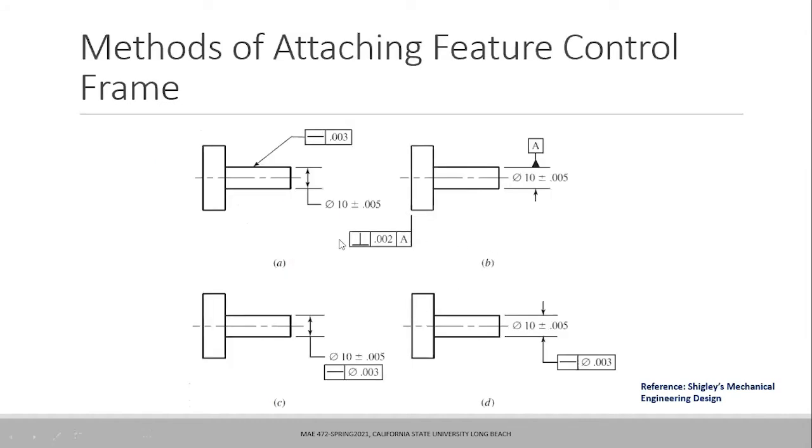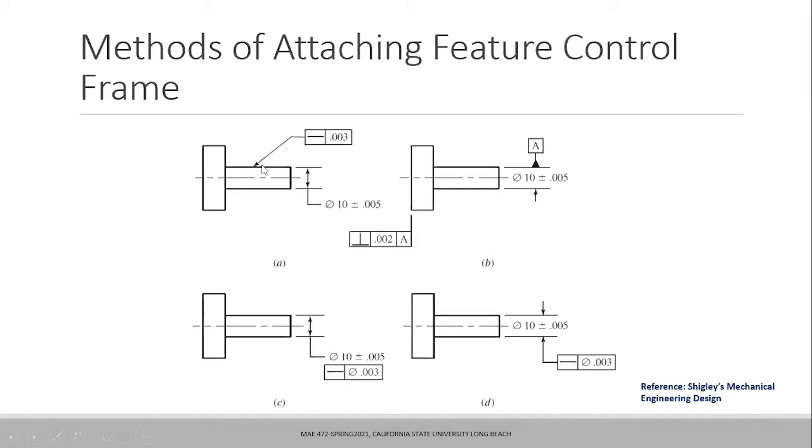So here it will actually be clearer. This is basically the four views of the same drawing, and each one is representing a specific piece of information. So here I have a small cylindrical pin. It basically has got a head as well. So it has a bigger diameter and a smaller diameter. The smaller diameter has got a size which is 10 plus minus 0.005.